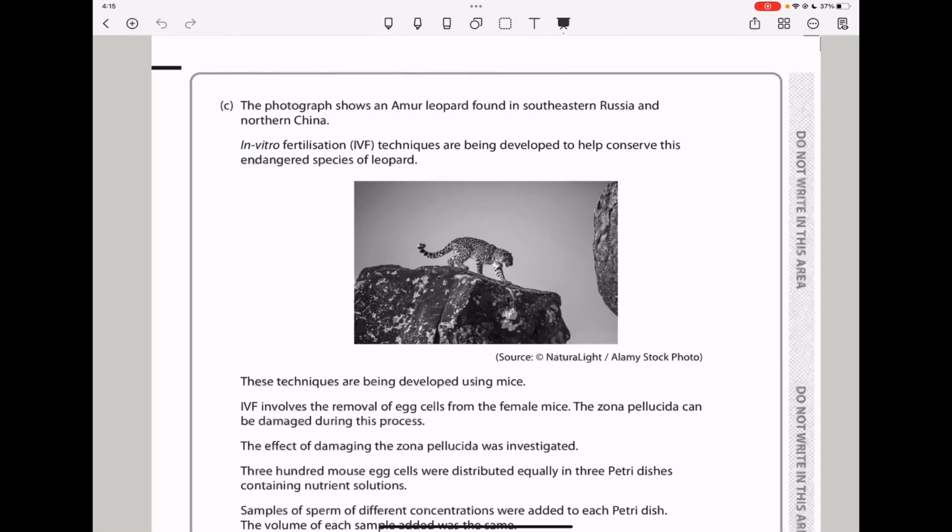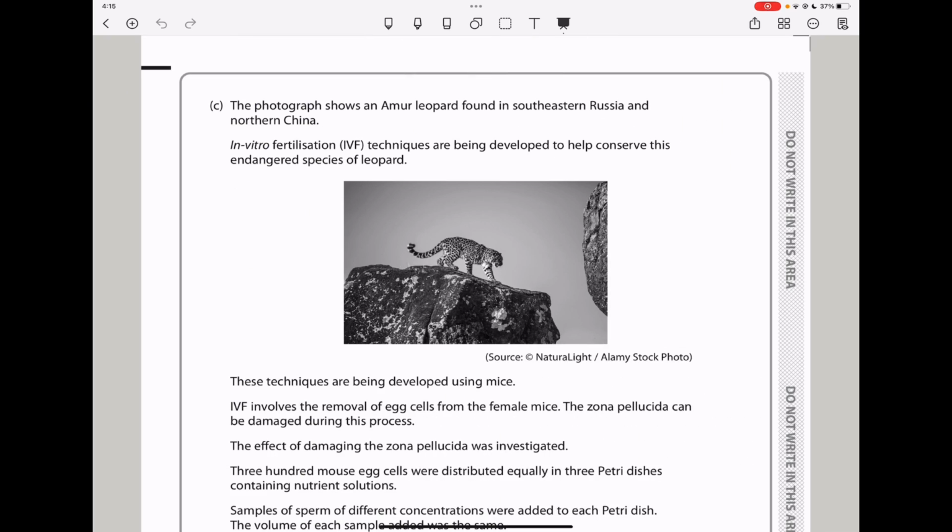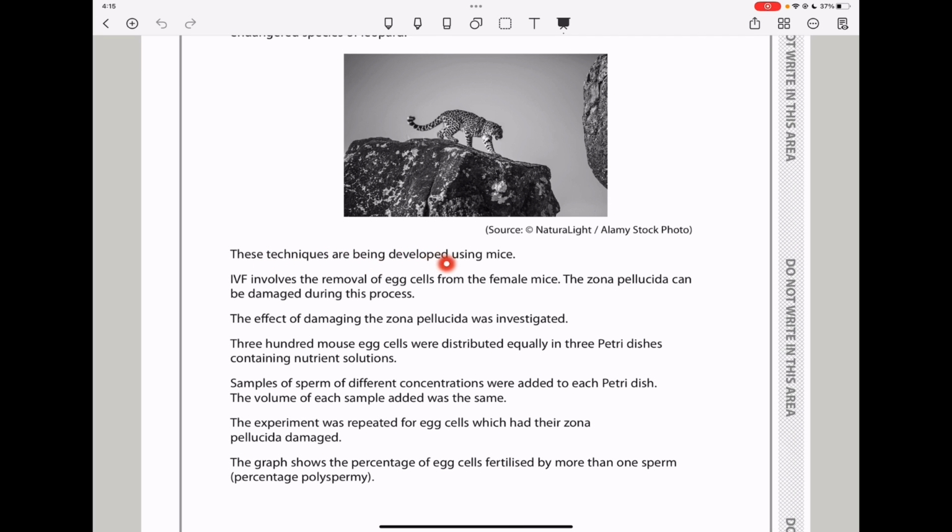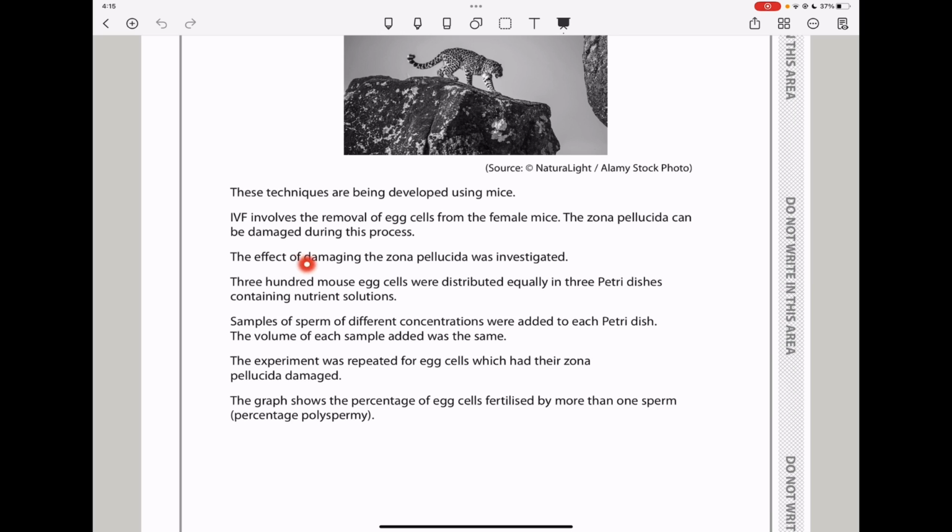Moving on. Here they say the photograph shows an Amur leopard found in southeastern Russia and northern China. In vitro fertilization, IVF techniques are being developed to help conserve this endangered species of leopard. These techniques are being developed using mice. IVF involves the removal of egg cells from the female mice. The zona pellucida can be damaged during this process. The effect of damaging the zona pellucida was investigated.